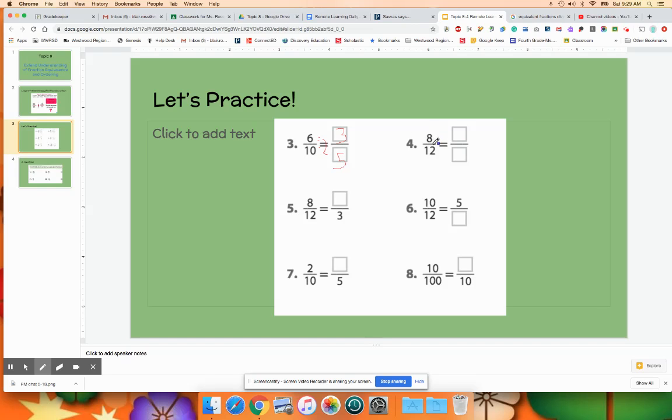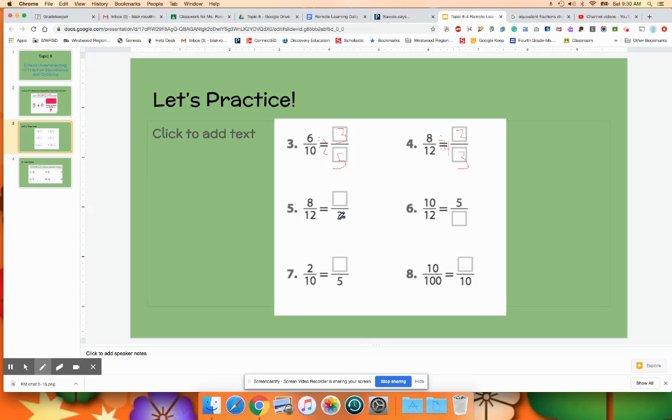Again, here these are both even numbers, so I could pick 2. I also know that they both have 4 as a factor. I could divide 8 by 4 and I could divide 12 by 4. So I'm going to divide the top and the bottom by 4, and I'm writing it this way so I don't have to do it two times. 8 divided by 4 is 2. 12 divided by 4 is 3.